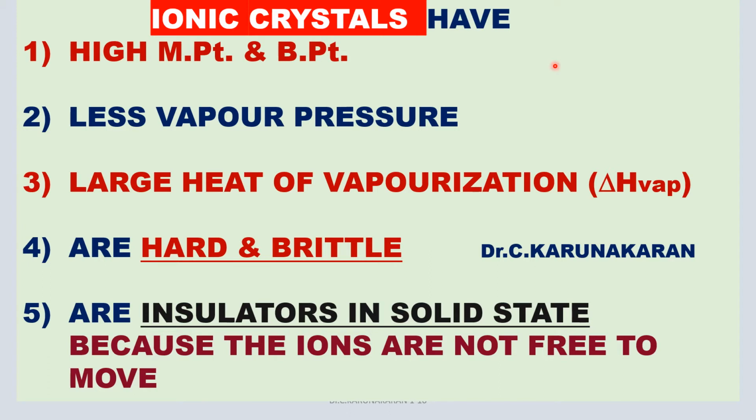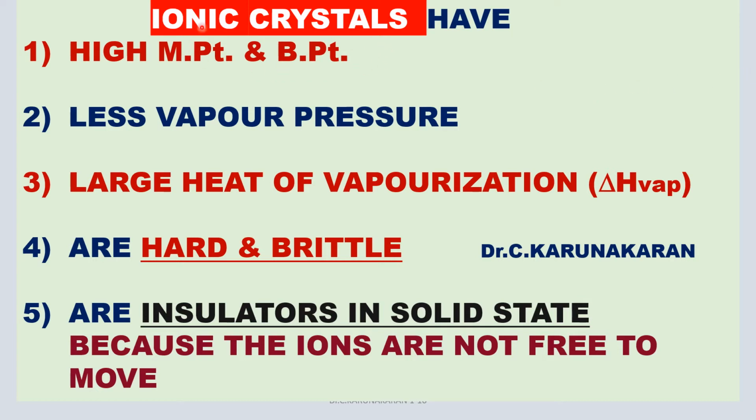Ionic crystals have very high melting point and boiling point, for example, more than 1000 degrees Celsius. Whereas water boils at 100 degrees Celsius, ionic compounds have exceptionally high melting and boiling points because of the electrostatic attractive force between the oppositely charged ions.